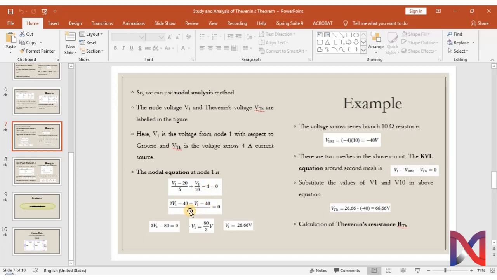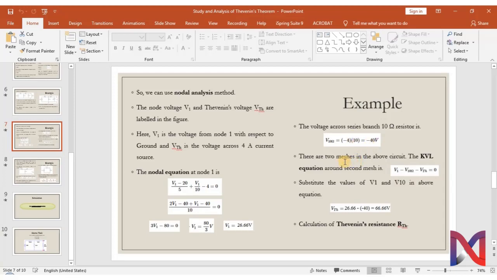Now we take 10 to the right hand side, this will be equal to 0. So we have 3V1 minus 80 is equal to 0. V1 will become 80 by 3. So we get V1 as 26.66 volt. Now we need to find the voltage across the 10 ohm resistance. For that we have a current of minus 4 ampere and a resistance of 10 ohm. So we get its voltage as minus 40 volts.